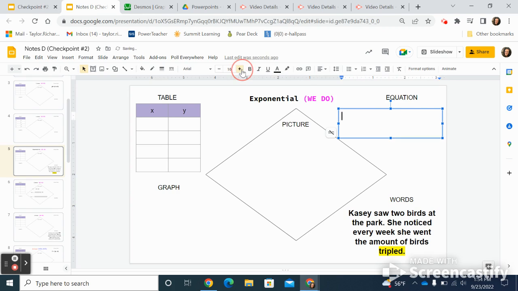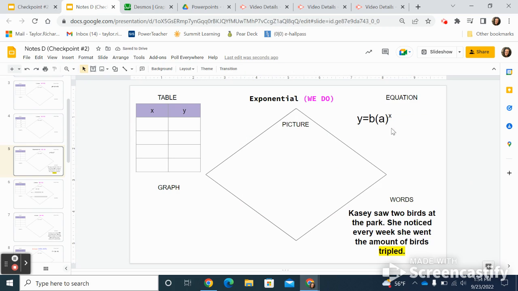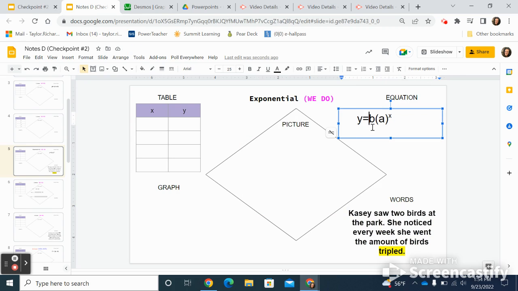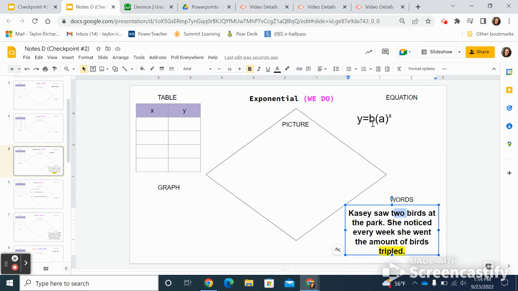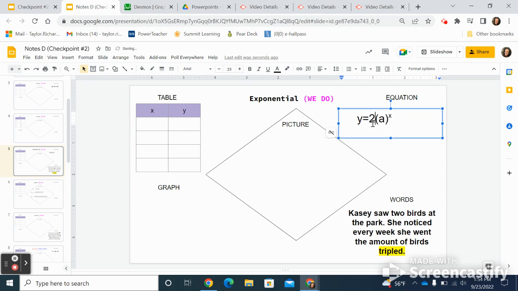So you can look at checkpoint 1 or even the poster in our classroom. The equation for exponential looks like this: y equals b times a, and then just remember that x is up high, okay? So let's fill this out to match our words. B is always the starting value. What did Casey see to start? She saw 2 birds, so that was the starting value. So I'm going to change my B to a 2.